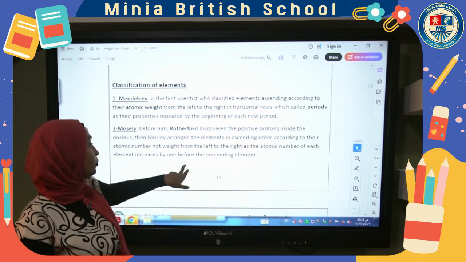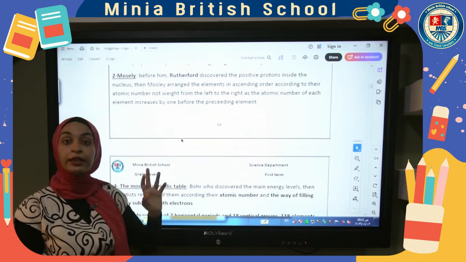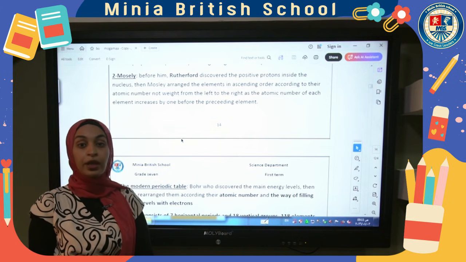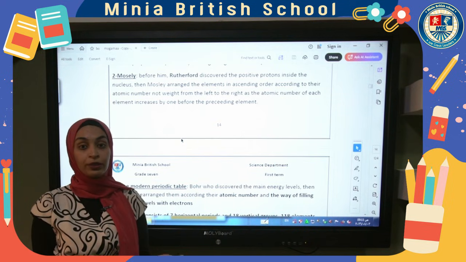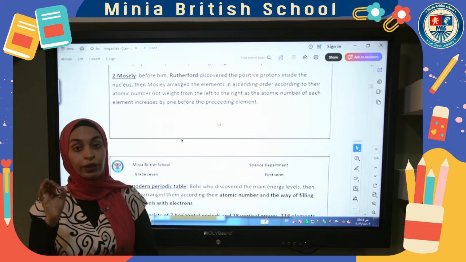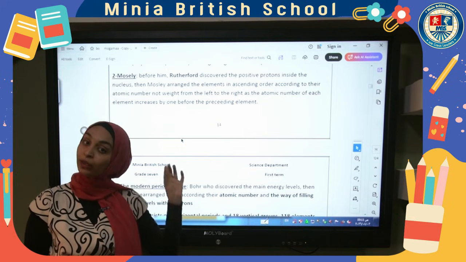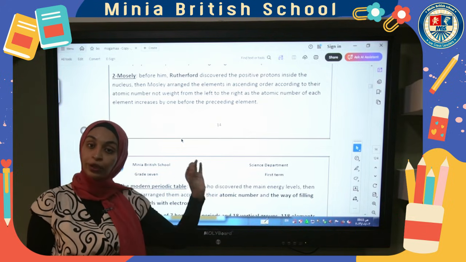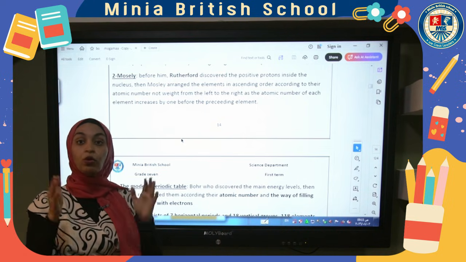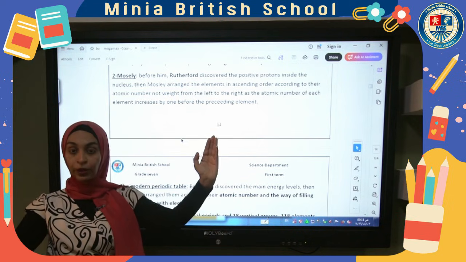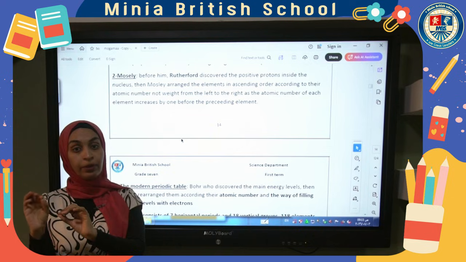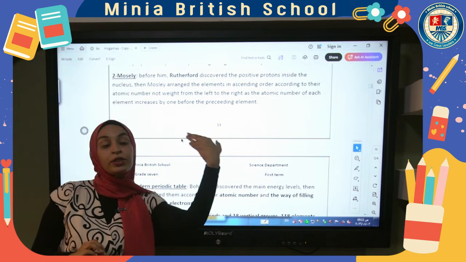Rutherford discovered what in grade 7? He discovered that the nucleus has positive protons, as we drew yesterday in the last session. And then after Rutherford, we have Moseley. And Moseley in his table rearranged the elements according to their atomic number, not to their atomic weight or atomic mass. So he arranged the elements according to their atomic number, also ascendingly from the left to the right, in which each element increases its atomic number by 1 from the element that precedes it.